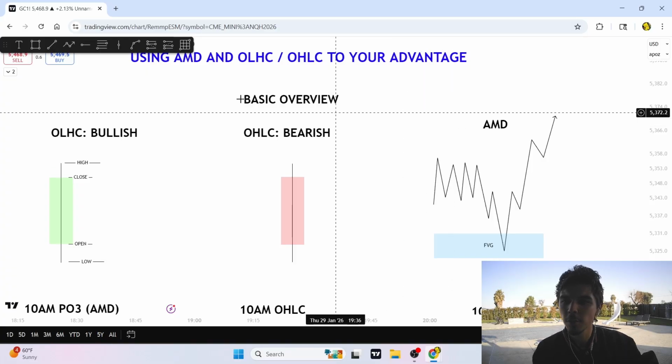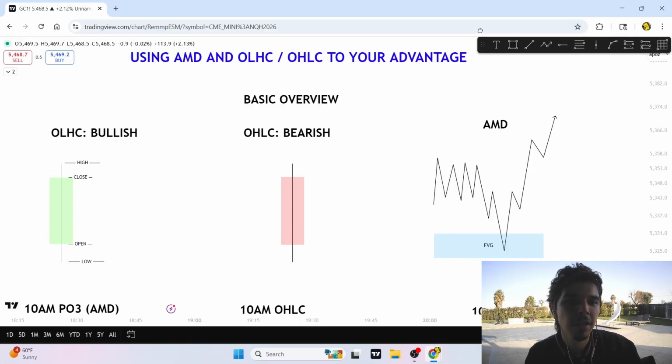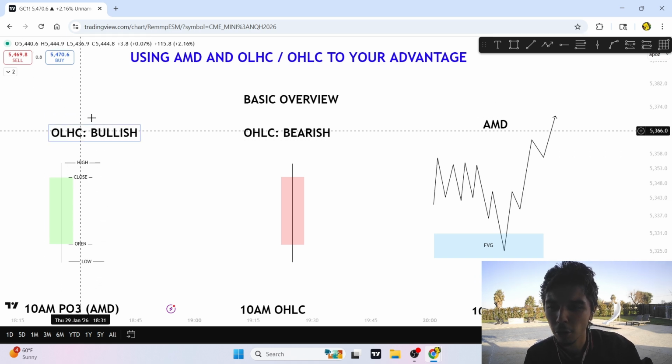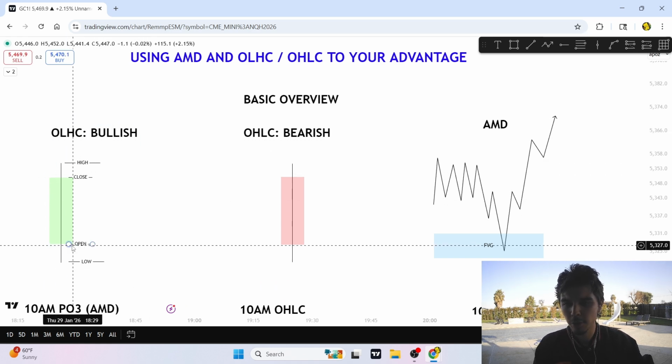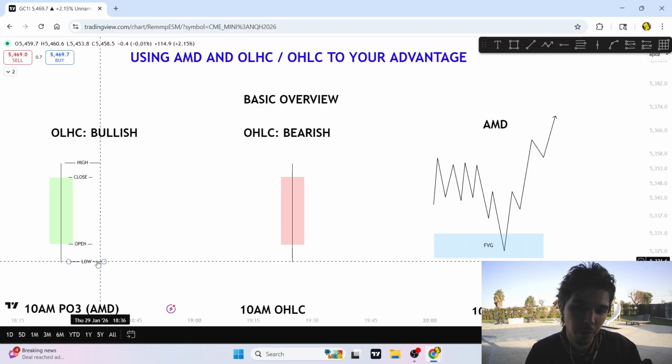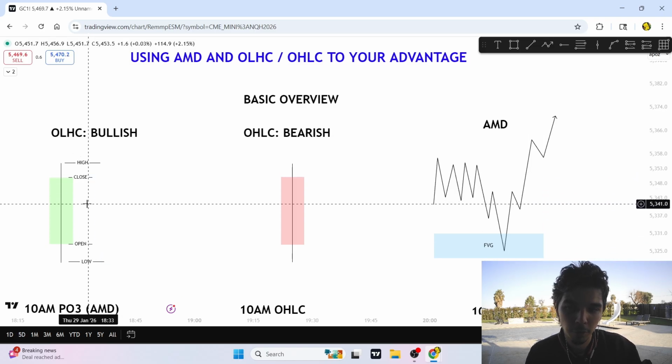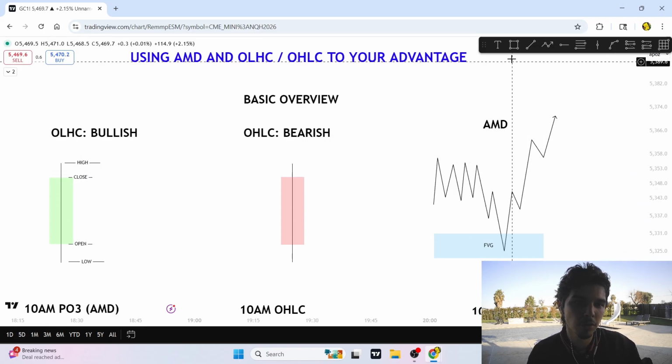All right, so first and foremost, let's get our basic understanding of what we're talking about today: using AMD and open, low, high, close, open, high, low, close to your advantage in the market. So here is our basic overview. Let's start all the way on the left. We have our open, low, high, close scenario, which is going to be our bullish scenario. We have a bullish candle here. We open up, we have the bottom of the body, we put in the low to the wick, which is the low of the candle. We're opening low. Now, we're distributing higher, putting in the high to the wick, and then we're closing with a slight retracement.